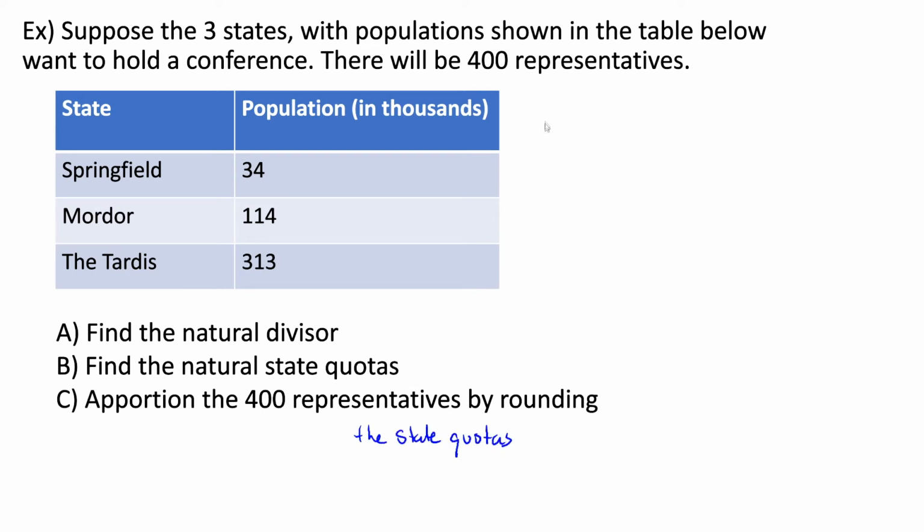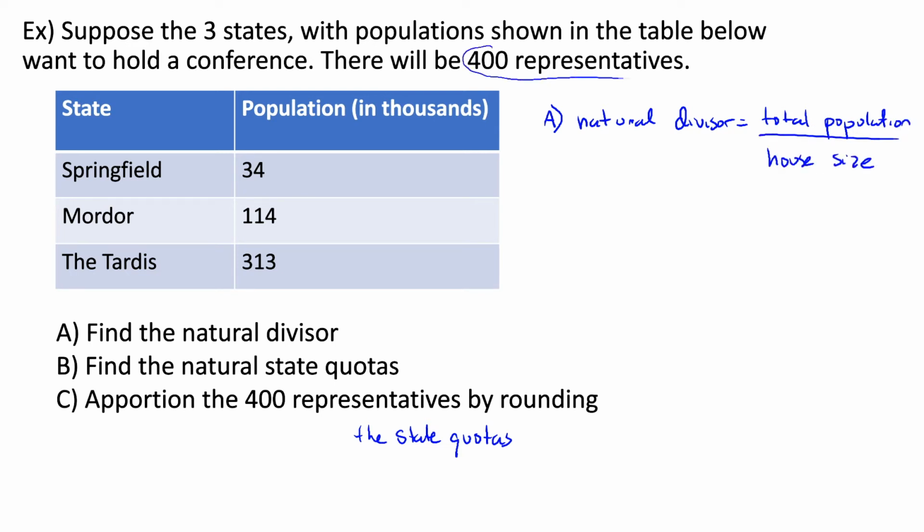So let's take a look at part A now. For our natural divisor, that is equal to the total population over the house size. Our house size is 400 representatives, the number of whatever it is that we're giving out. The total population, if we add up all of these, comes out to be 461. Now, I know this says in thousands, but it's okay if you just leave these numbers as they are. You don't need to change them to thousands. It's easier if you just work with the numbers that are given to you in the problem.